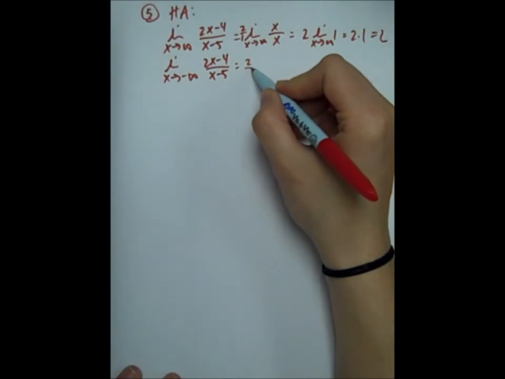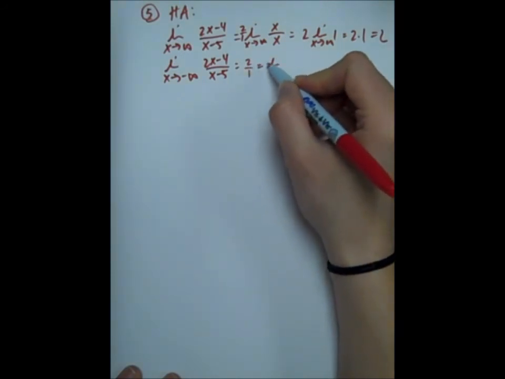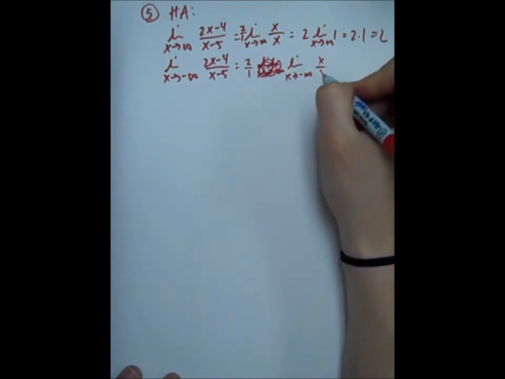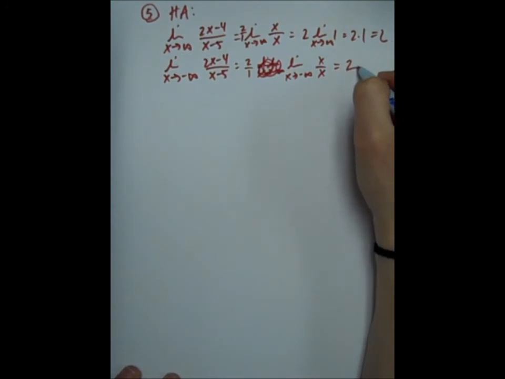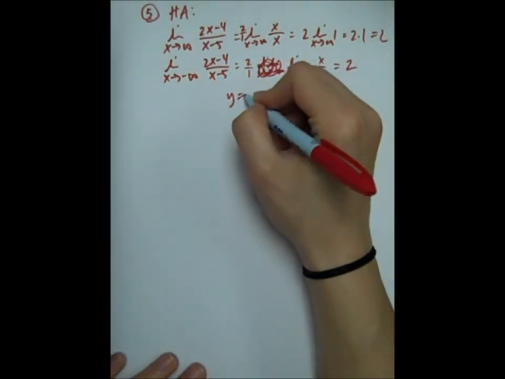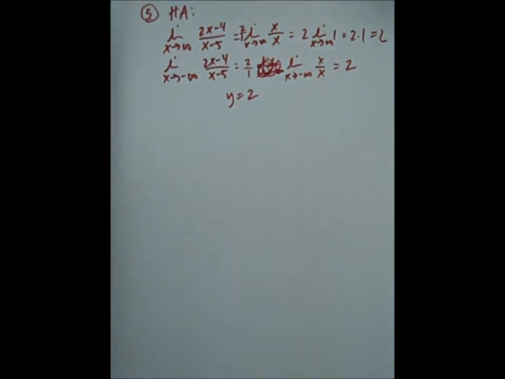Down here, same thing. Bring out your coefficients, the limit, and then leave your highest powered term. Same thing as we got above, so 2. So our horizontal asymptote is y equals 2. That's our long-term behavior.